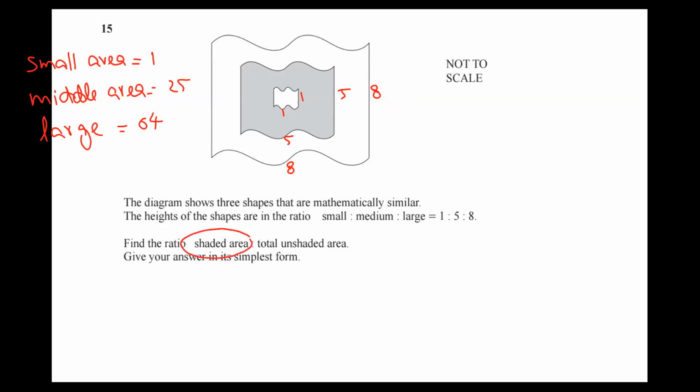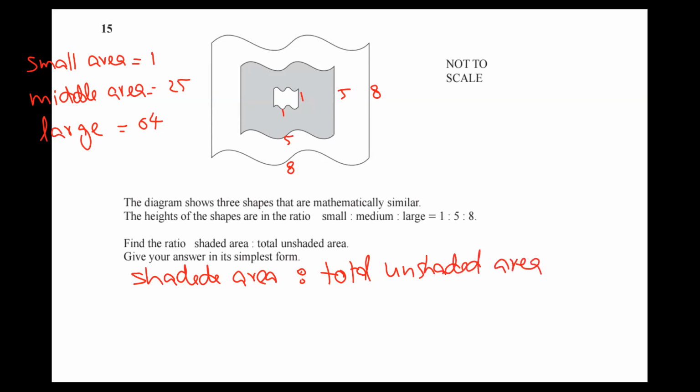The shaded area is naturally this one. See, this is the shaded area, but the inner white part I don't want. So this one is 25 and this one is 1. So what is the shaded area ratio? I'm going to write it now: shaded area ratio to total, or just as he wrote, total unshaded area.